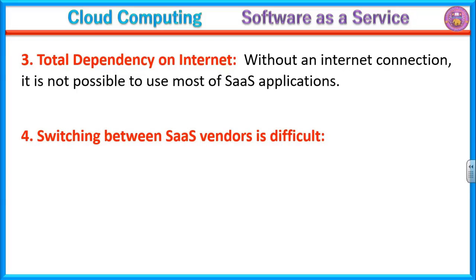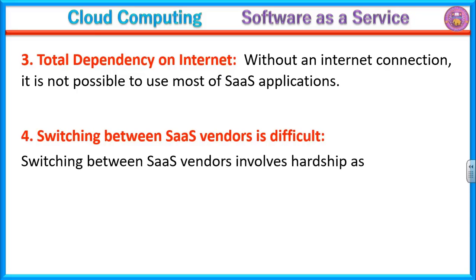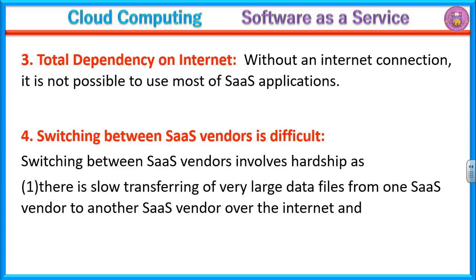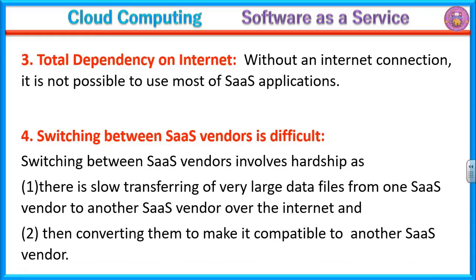Fourth important disadvantage is that switching between software as a service vendors is difficult. Switching between SaaS vendors involves hardship, as there is slow transferring of very large data files from one vendor to another service vendor over the internet, and second, converting them to make them compatible with another service vendor. These two are serious problems if the client wants to switch from one service vendor to another.